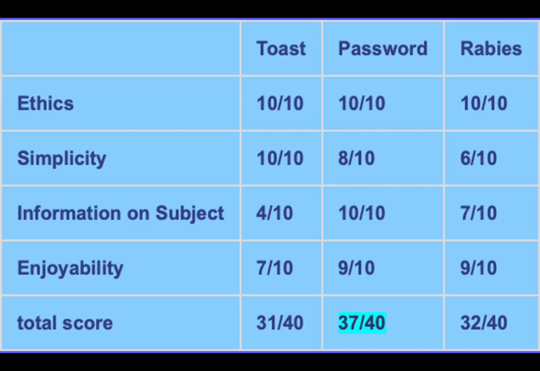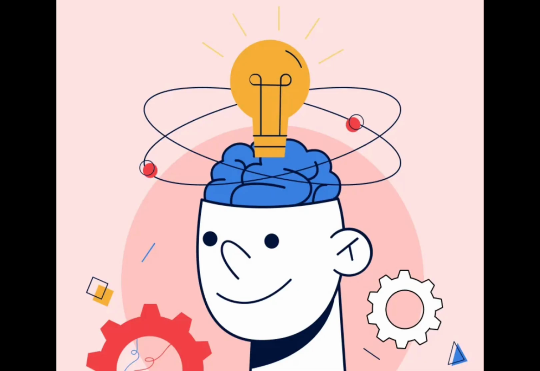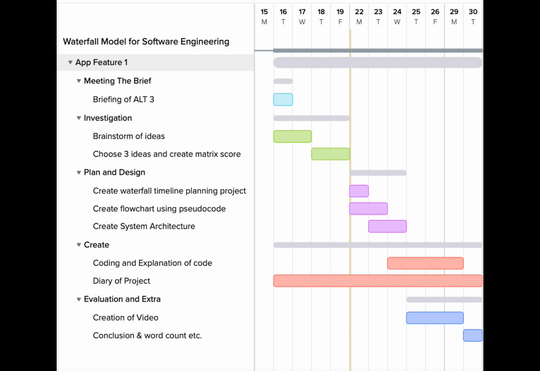I made a scoring matrix to rank these ideas from best to worst based on a few factors. Out of the 3 ideas, Toast Toastiness Calculator, Password Generator, and Rabies Urgency Meter, I chose idea number 2 as it scored the highest overall. Looking back, I realized that I should have chosen a more numerical idea which actually calculated something rather than the password generator.